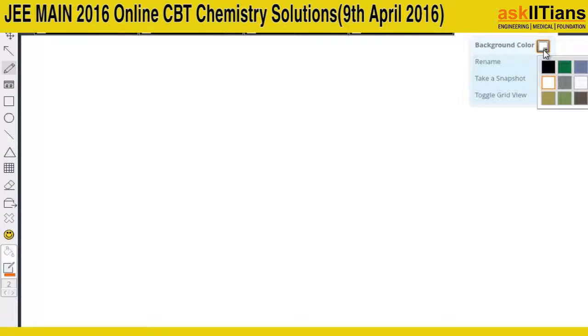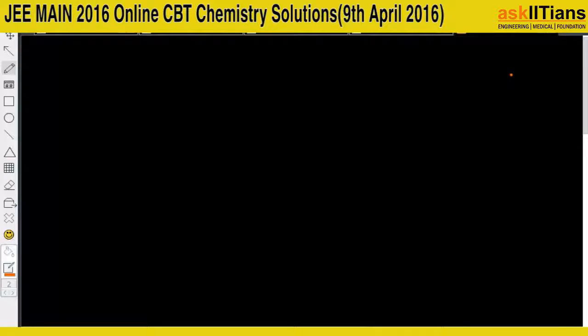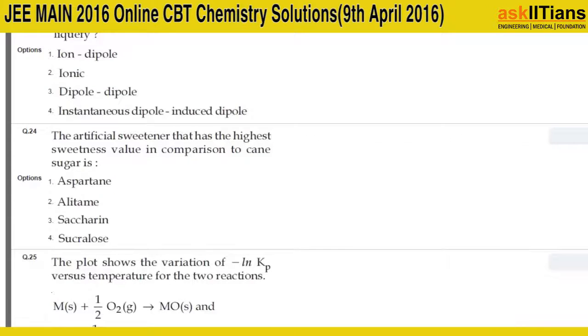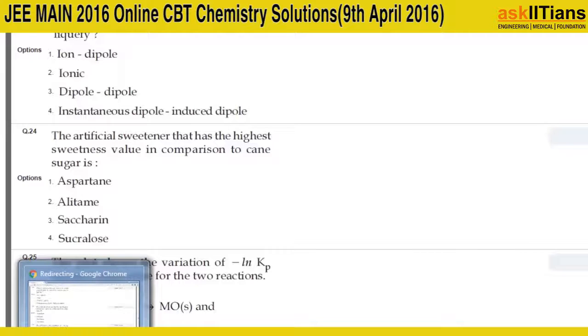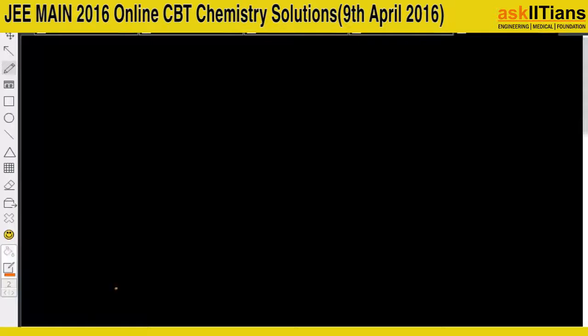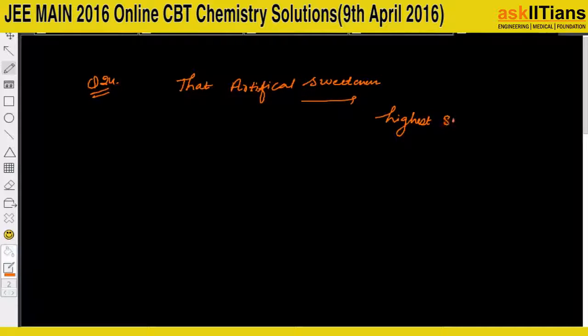Now students, done with question number 23, it's the time that we should move over to question number 24. Now question number 24 says that the artificial sweetener that has the highest sweetening value in comparison to cane sugar is. That means we have to talk about that particular artificial sweetener which has got the highest sweetening value.